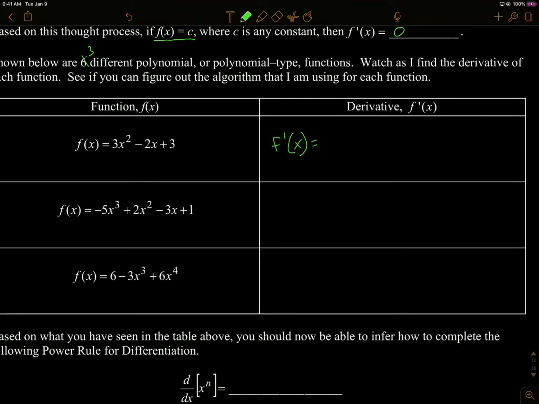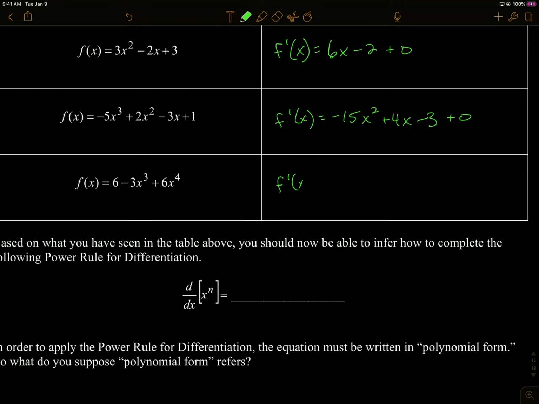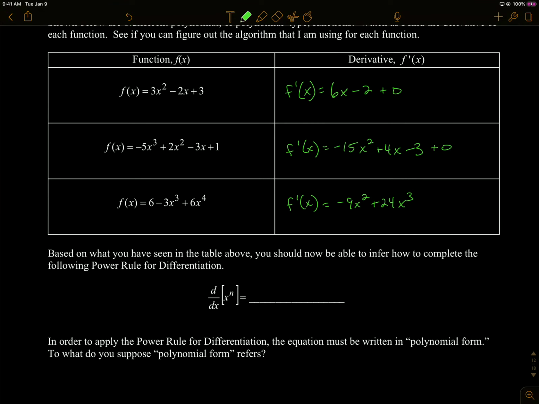So the derivative of this guy is going to be 6x minus 2 plus 0. Of course, I don't need to show the plus 0. This derivative is going to be negative 15x squared plus 4x minus 3 plus 0. Again, I don't need to show the plus 0. And this derivative is going to be 0, and I'm not going to show that first 0. Then minus 9x squared plus 24x cubed. So what's the rule here? Based on what you saw, how do you think I complete the power rule?